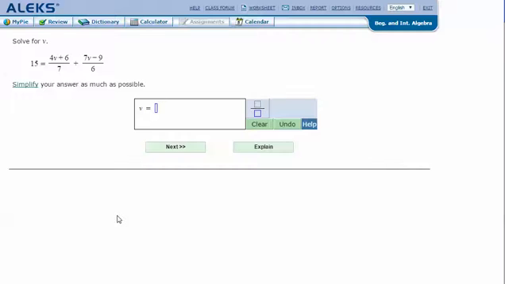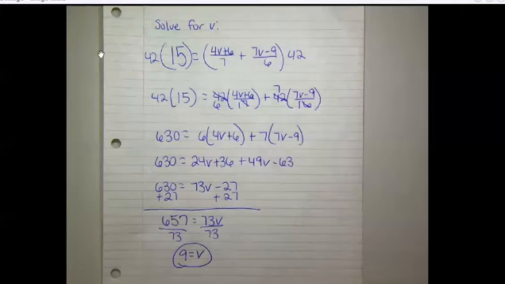Solve for v. 15 equals (4v plus 6) over 7 plus (7v minus 9) over 6. Here are my notes. Solve for v. 15 equals (4v plus 6) over 7 plus (7v minus 9) over 6. To make these fractions easier to work with, I need to multiply both sides by the least common denominator for 7 and 6, which is 42.